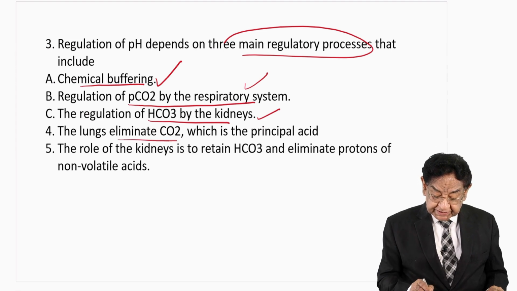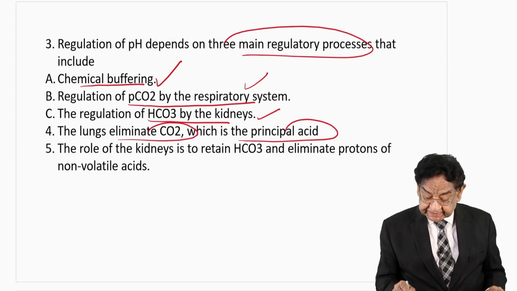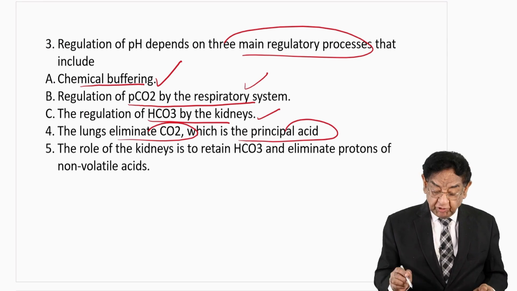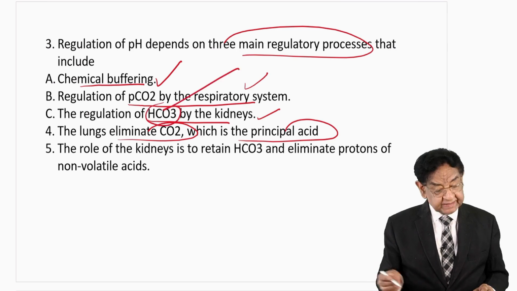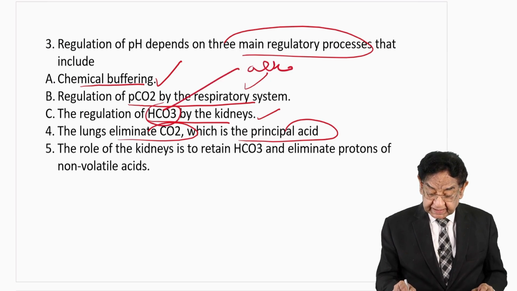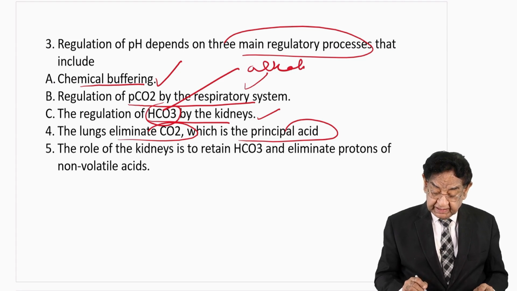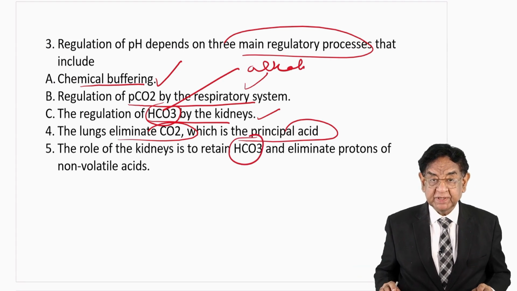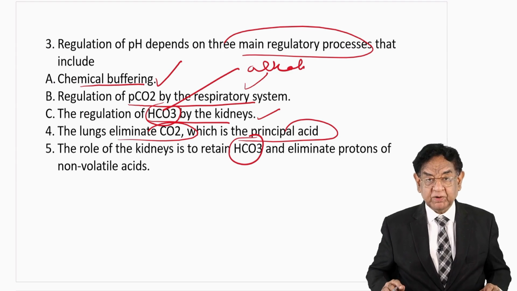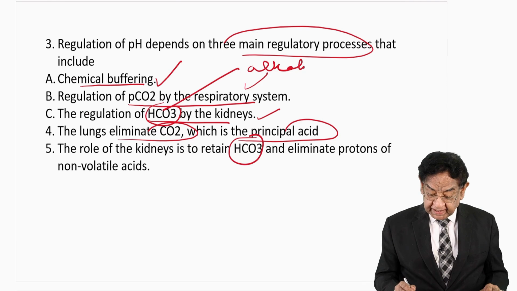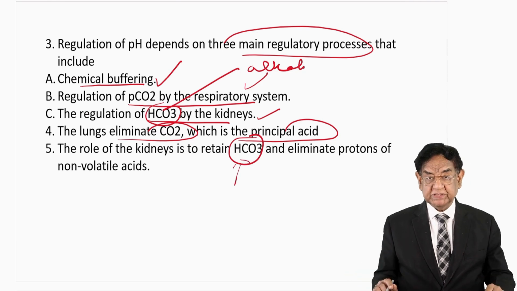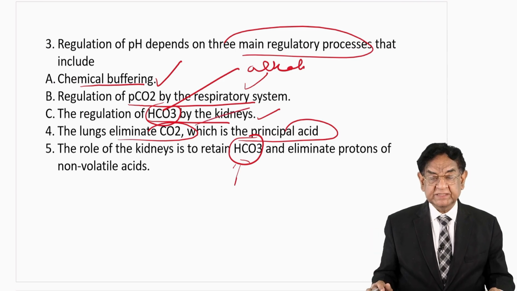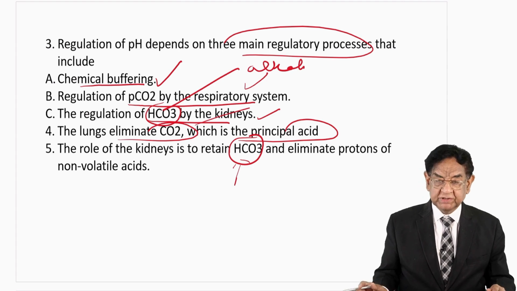Now the lung eliminates CO2, everybody knows, which is the principal acid. Main acid in the body is CO2. And we also know that bicarb is alkali, simple. Bicarb is alkali. CO2 is the main acid. Now the role of the kidney is to retain bicarbonate or throw out bicarbonate as per need. So kidney and lungs play a major role. The kidney controls bicarbonate, retaining bicarb depending on the situation. Even the lungs exhale CO2 or retain CO2 depending on the situation. All these I'll be talking about in detail.